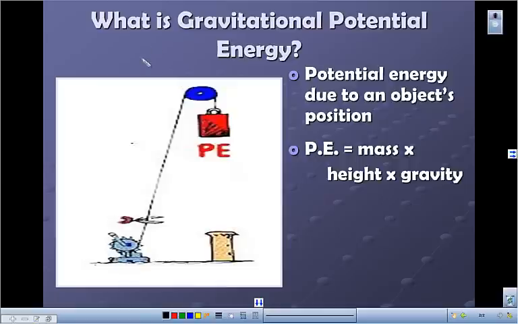You can also remember that the higher the object is, the greater the potential energy.